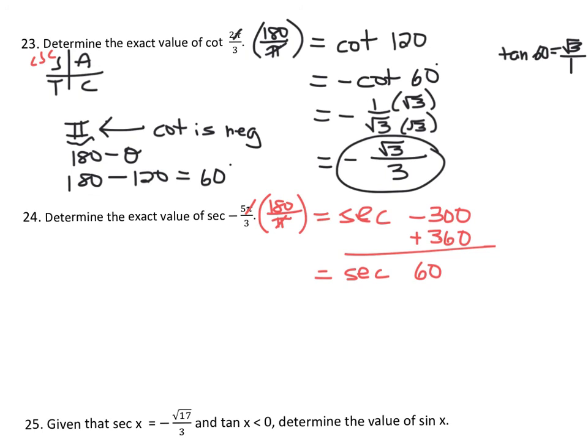All right, so now we're just going to be figuring out what secant of 60 is equal to. Secant is the reciprocal of cosine, so let's think about what cosine is equal to. Cosine of 60 is equal to 1/2. If you take that and flip it upside down, it's just 2 over 1, which simplifies to 2. So that's it for number 24. All right, and then finally number 25.